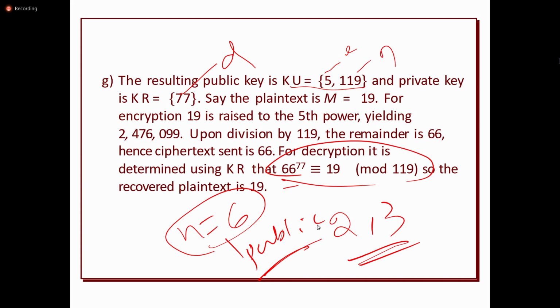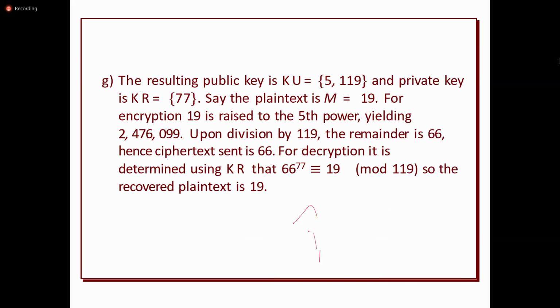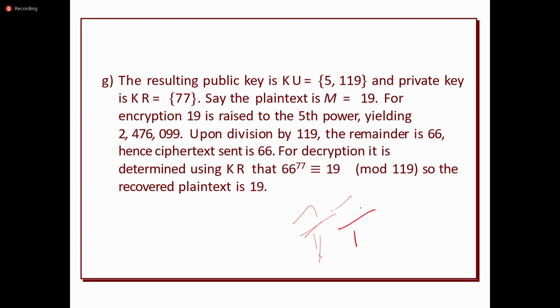So how can a receiver select two large prime numbers? First of all, whatever number the receiver is selecting, whether it is a prime or not. Generally, all prime numbers are odd numbers except two; the remaining are all odd numbers. Suppose the receiver selects some number like this.